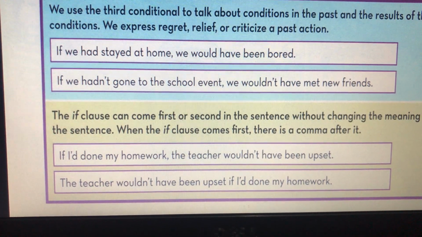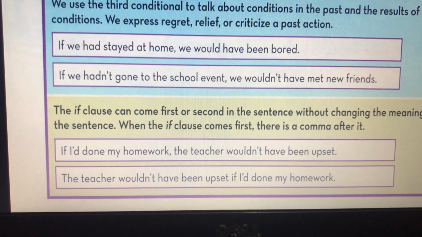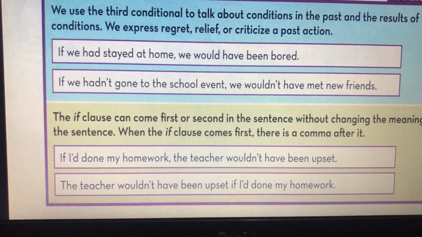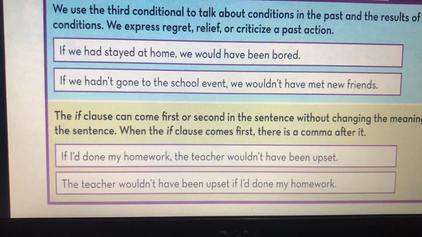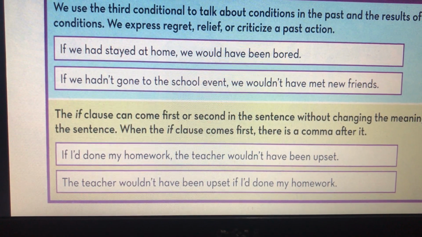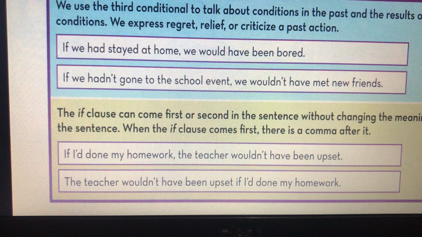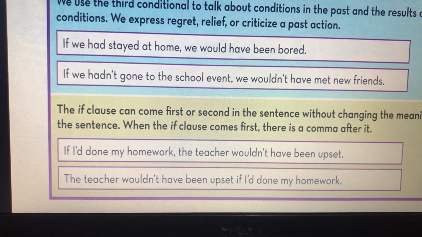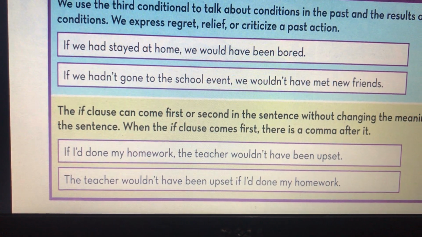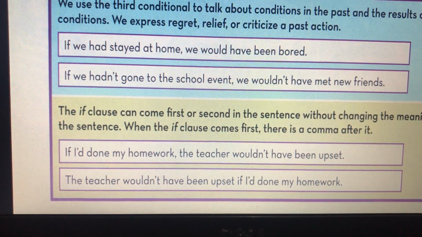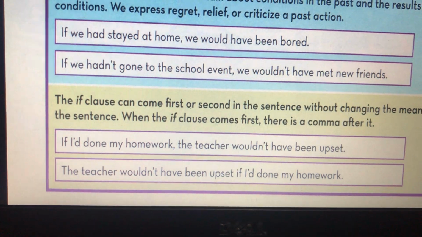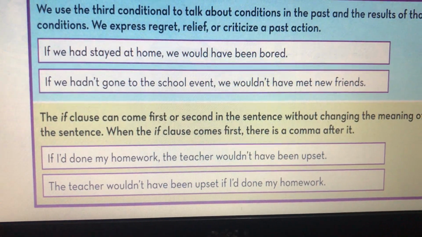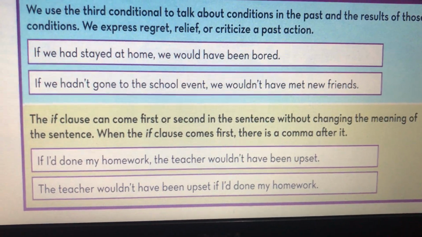Regret, relief, and criticize. Look at this sentence. If we had stayed at home, we would have been bored. Okay, look at the next one. If we hadn't gone to the school event, we wouldn't have met new friends. Good. So it's like a regret كأننا بنعبر عنه لو ما رح عمل وما شفنا أصحابنا كان ندمنا إن ما تعرفنا على أصحابنا new friends.